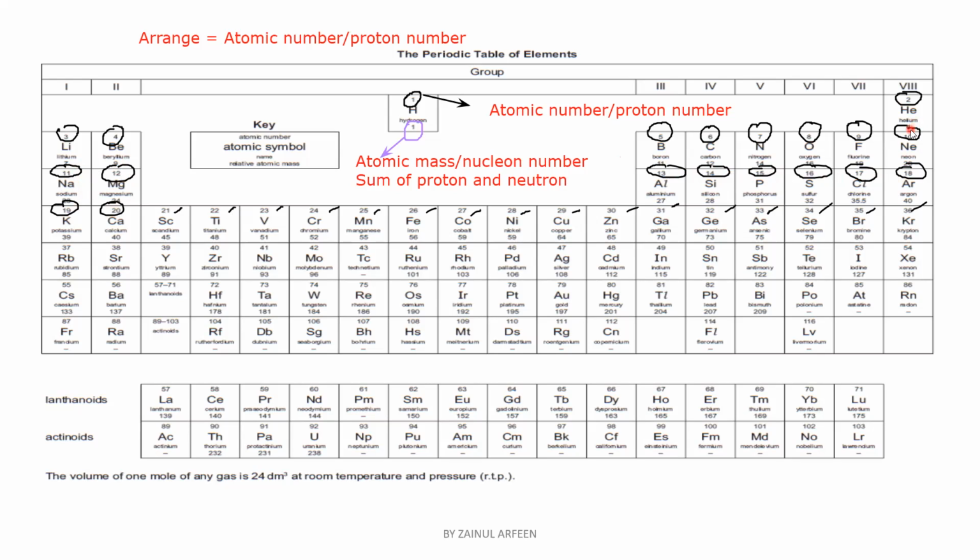And this bottom number is representing the atomic mass or nucleon number, or we can also say the sum of proton and neutron. So when you add the total number of protons and neutrons, you will get the mass number or nucleon number. So for hydrogen, when you check the symbol for hydrogen, it is written 1 1.